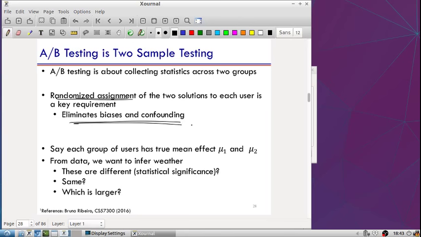This is very critical. The intuition is that if you randomly assign the incoming population to see either the control or the treatment, then on average the people who see the control have the same statistical properties as the set of people who see the treatment. For example, there's some true response, a true conversion rate, mu1, if the website on the left was shown, and a true conversion rate, mu2, when the website on the right was shown. From data you want to infer whether these are different, whether they're the same, and which one is larger. These are the types of questions you can answer.